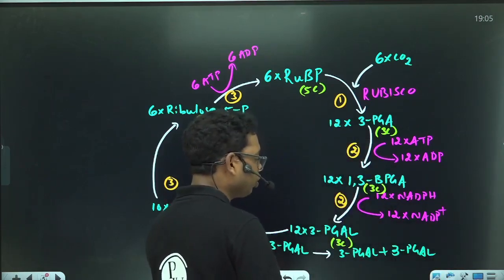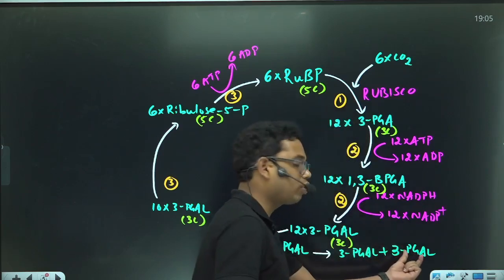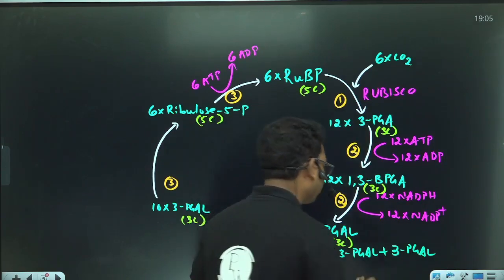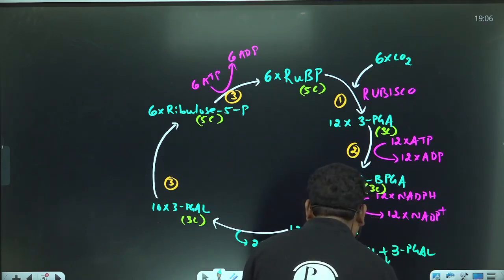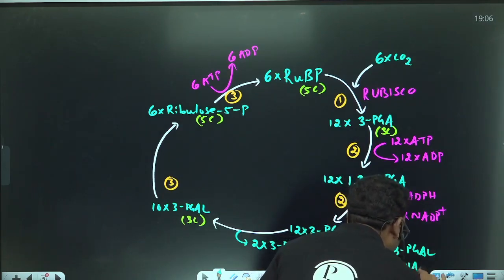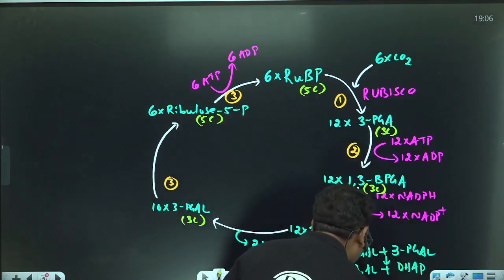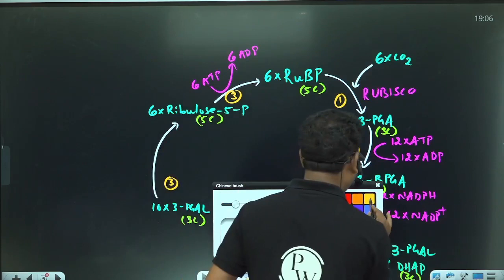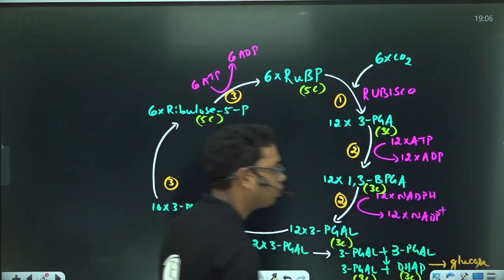Okay, and out of this one molecule of 3-phosphoglyceride, what is going to happen? One molecule will form one molecule of dihydroxyacetone phosphate. So I can write here 3-phosphoglyceraldehyde plus dihydroxyacetone phosphate. This 3-phosphoglyceraldehyde has 3 carbons and dihydroxyacetone phosphate is also a 3 carbon containing compound. And now both of these will combine together to form the glucose molecule. Okay, so this is what happens.